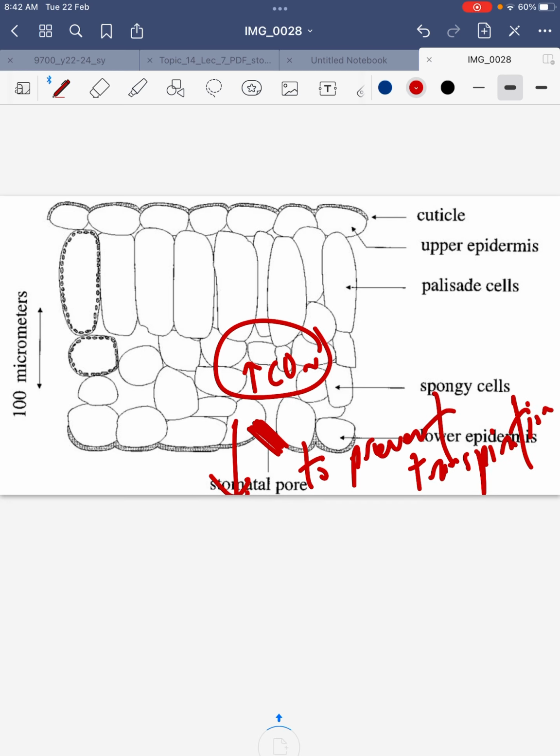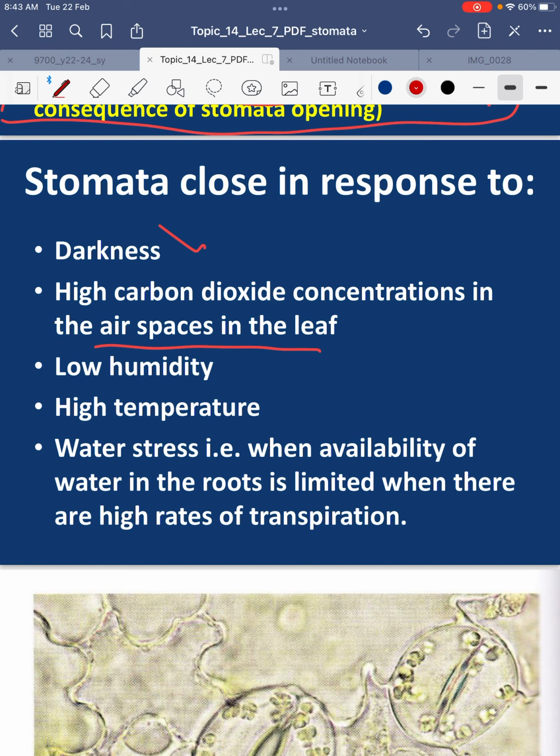Low humidity means low concentration of water vapor outside. High temperature. Water stress. Low humidity and high temperature are all related to transpiration, and lead to increased transpiration rate.